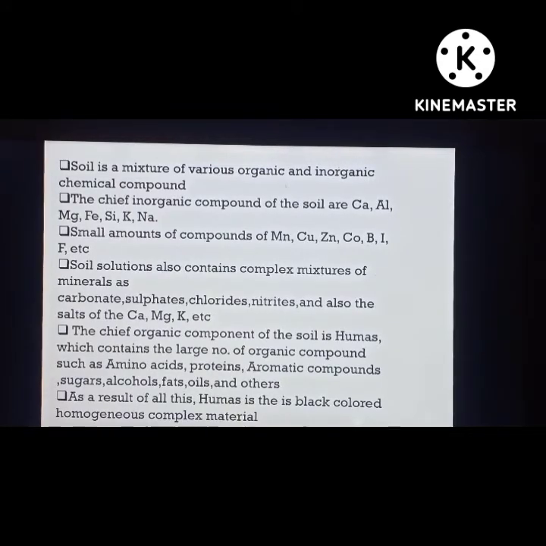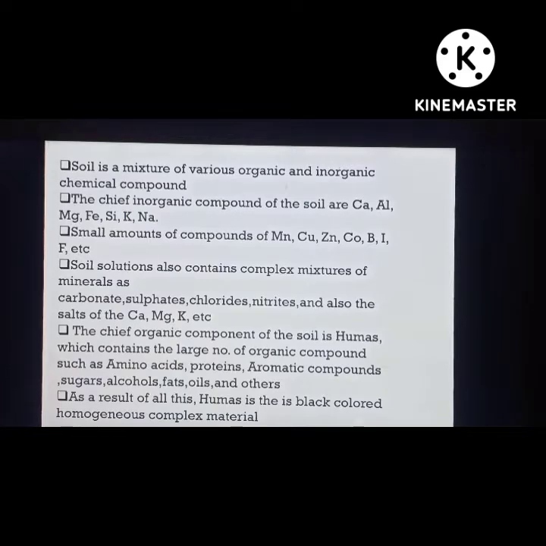Soil is the mixture of various organic and inorganic chemical compounds. The chief inorganic compounds of the soil are calcium, aluminium, magnesium, iron, silicon, then potassium, sodium. Small amounts of compounds of manganese, copper, zinc, cobalt, then boron, iodine, fluorine, etc. Soil solution also contains a complex mixture of minerals as carbonate, sulfate, chloride, nitrites, and also the salts of calcium, magnesium, and potassium.